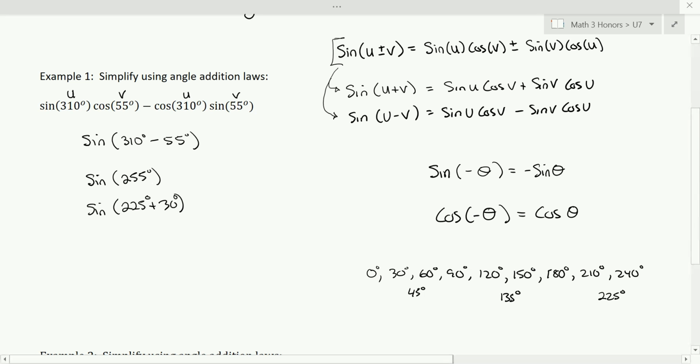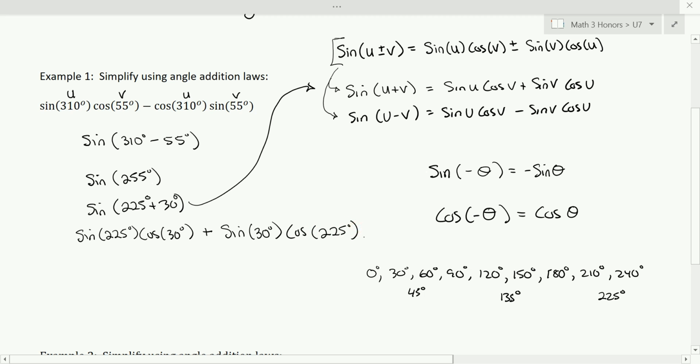So now I'm going to go back to my formula, and I'm going to use the sum formula again. So this would be the sine of 225 times the cosine of 30 degrees. Do I use a plus sign or a minus sign? Plus. Okay. And then the sine of, I use the opposite angle this time, 30 degrees times the cosine of 225.